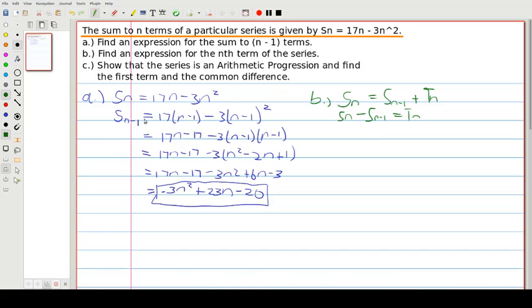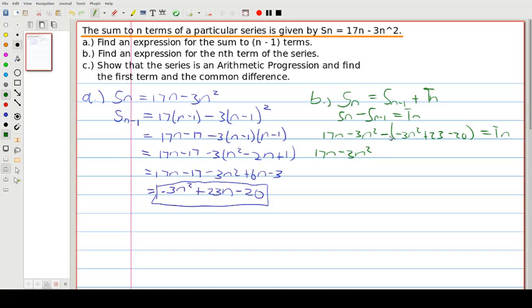Let's plug this in because we have both Sn and Sn minus 1. Sn is 17n minus 3n squared, minus Sn minus 1, which is this part here, negative 3n squared plus 23n minus 20. That equals our nth term, Tn. So let's continue working this out. This is just algebra from here.